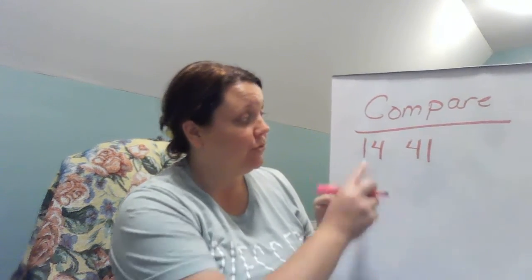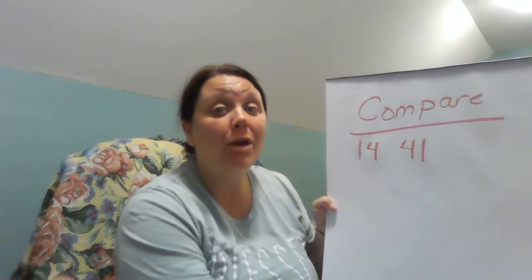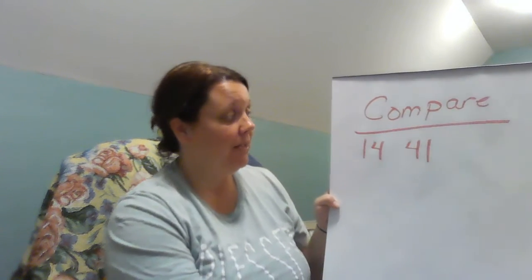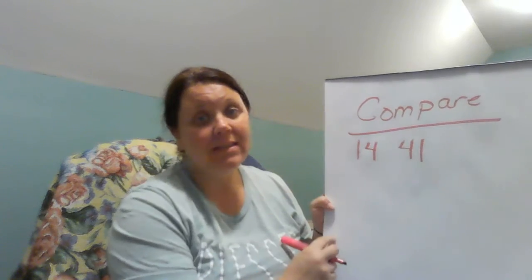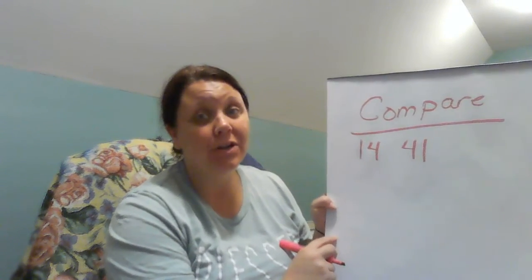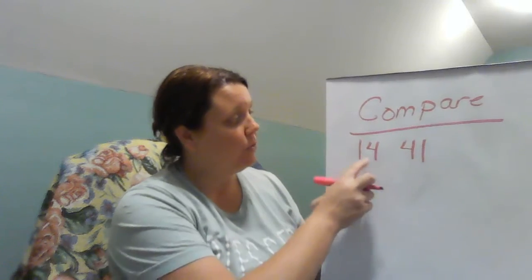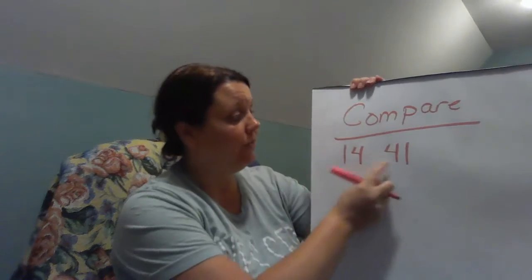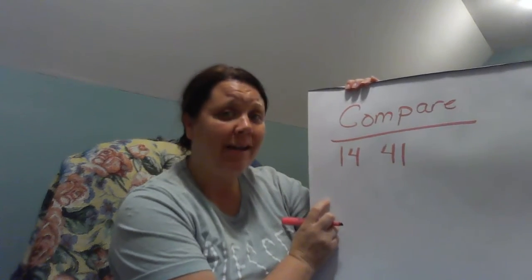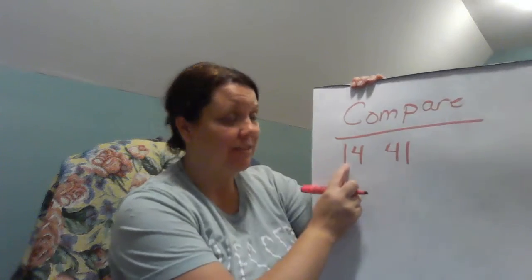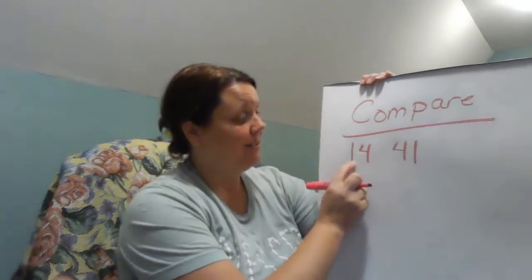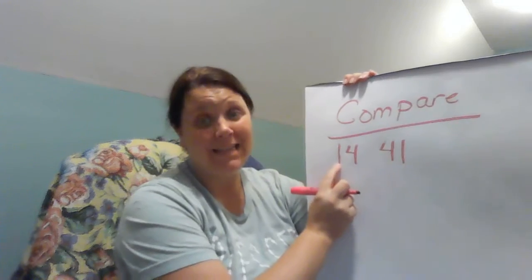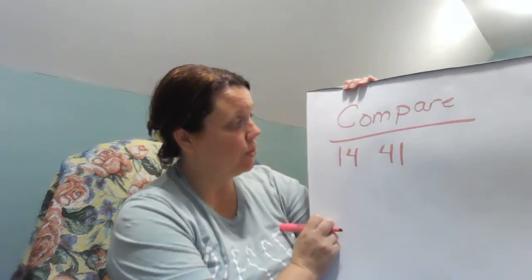Okay, so let's look at these numbers, 14 and 41. We need to compare them. Well, first let's decide, are they the same? No, they're not the same. They have the same digits, but the digits are not in the same order, so they're different numbers. Well, 14 is smaller than 41, so I'm comparing them. I'm looking at this number and I'm saying 14 is only a 1 and a 4, and that 1 means a 10. So that means 1 ten and 4 ones.